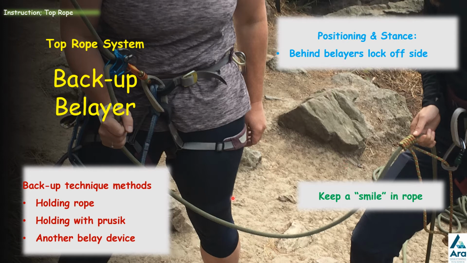So a couple of different options. You can just hold the rope, holding with the prusik, which is the method here, or have another belay device. They could be practicing with another belay device here as well, which is again another good method. Either method you use, make sure there's a smile in the rope so you don't impede the belayer themselves, but there is that backup or reassurance there if needed.